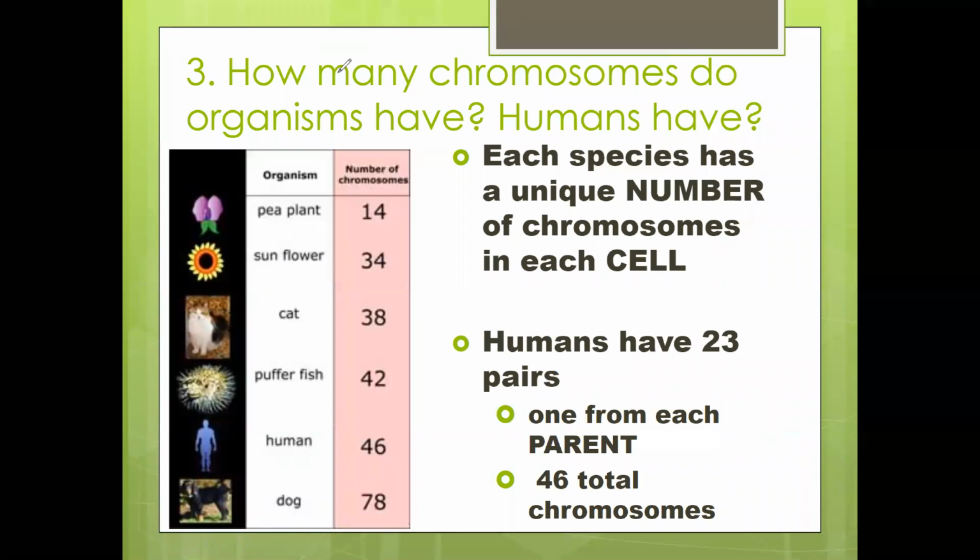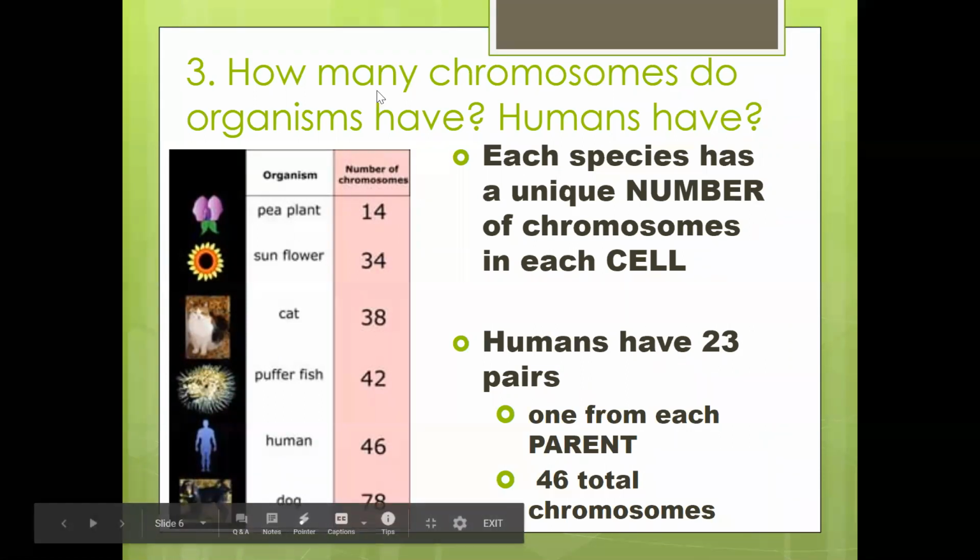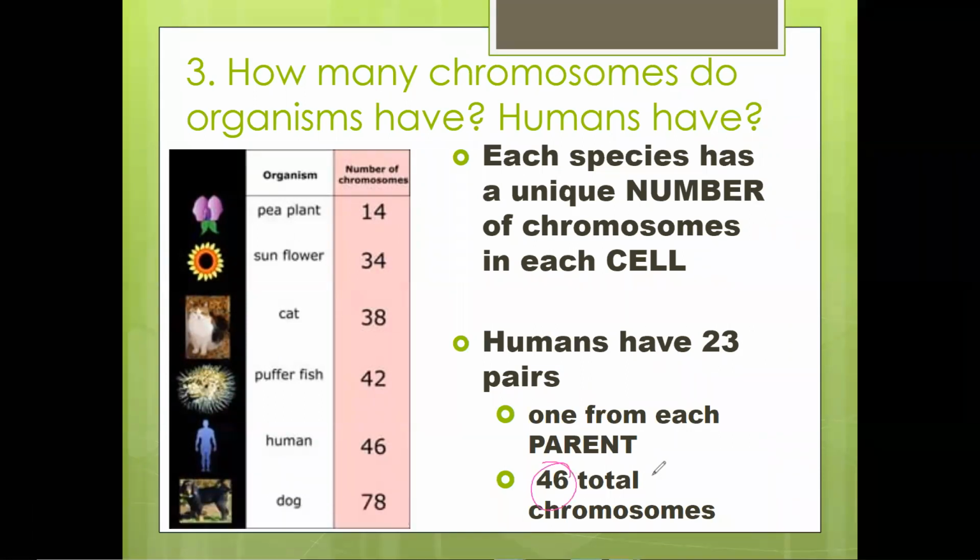So how many chromosomes do we have in us? Because we don't have just one. Each species of animal has a unique number of chromosomes in each of their cells. So for humans, we have 23 pairs of chromosomes in our body, 46 total. So you notice down here, we have 46 total chromosomes.